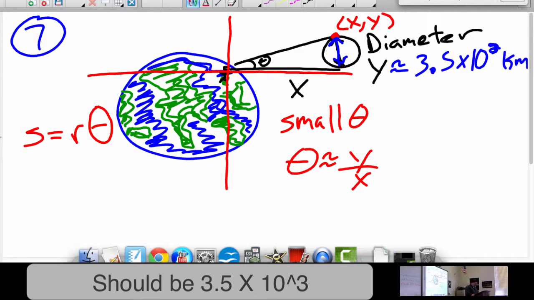But it has the diameter of the moon, which is 3,500 kilometers. Then it also has the average distance from the moon to the Earth. So then we have this here, which is approximately 3.8 times 10 to the 5th kilometers. Okay? So that's pretty far away.